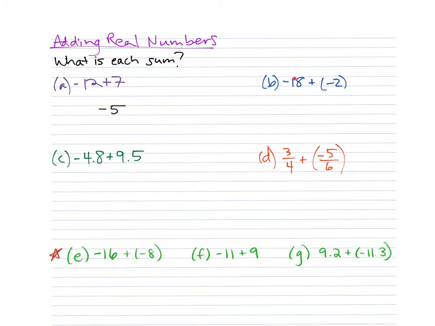So in this one, this absolute value is bigger, so the answer is going to be negative. And then in this one, this magnitude is bigger, so this answer is going to be positive. And then in this one, this number is going to be bigger. That's 0.75. That's bigger than that. This one's going to be negative.